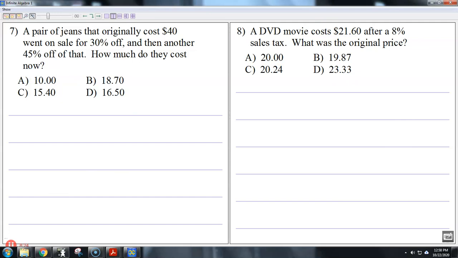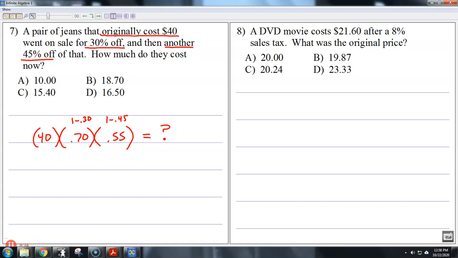All right, number 7, pair of jeans, original cost $40. Put that in the front. 30% off was your first discount. So 1 minus 30% off. So that's 0.70. Then they got another discount, another 45% off. So minus 0.45, which would be 0.55. And there's no tax, so we don't have to worry about a tax parenthesis. And it's wanting to know how much do they cost now. So what's the new cost?